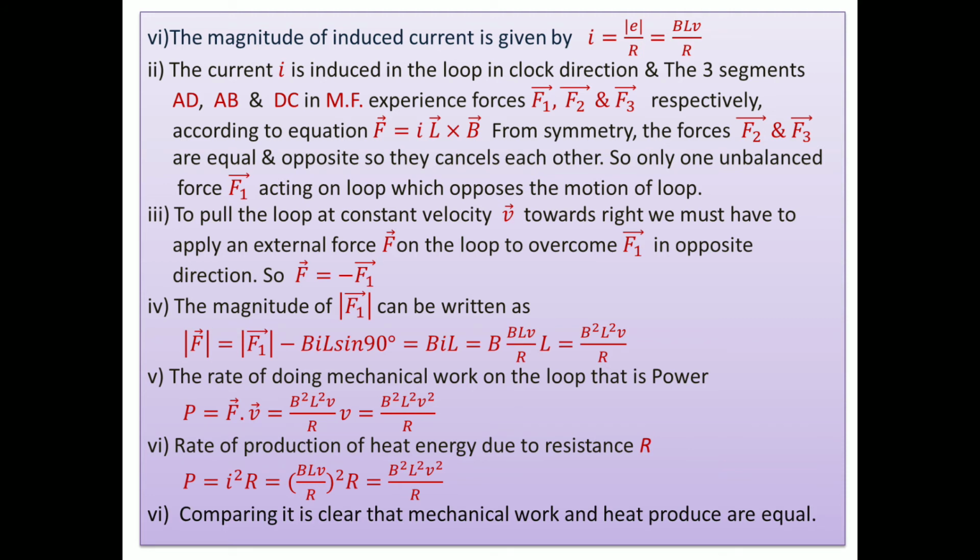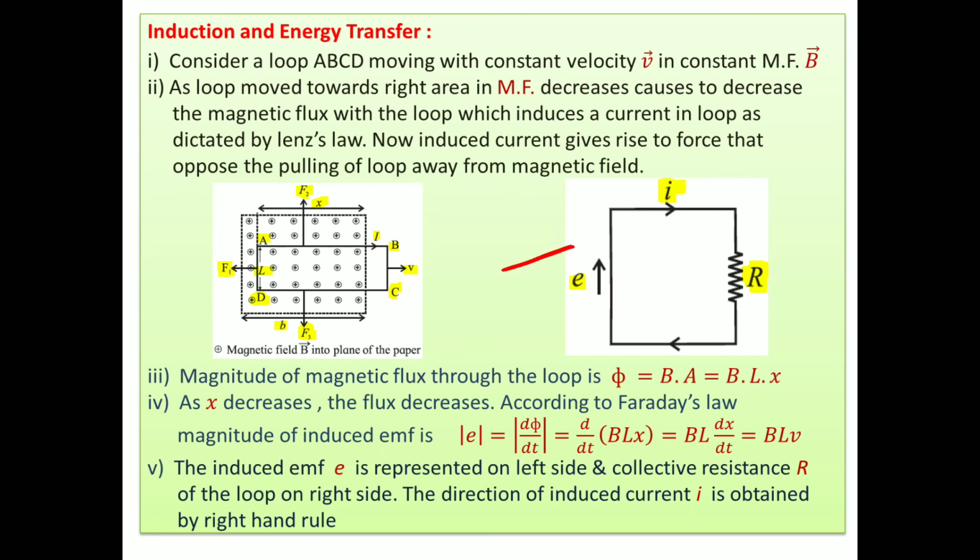Okay, the three segments AD, AB and DC in the magnetic field experience a force. And the fourth section BC is outside the magnetic field, so it is not acted upon by the force. A conductor carrying a current and kept in the magnetic field is acted upon by a force. Here the four segments are four conductors: AD in the magnetic field carrying a current, AB, a conductor carrying a current in the magnetic field, and DC, a conductor carrying a current in the magnetic field.